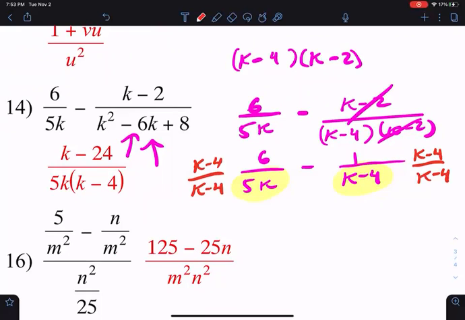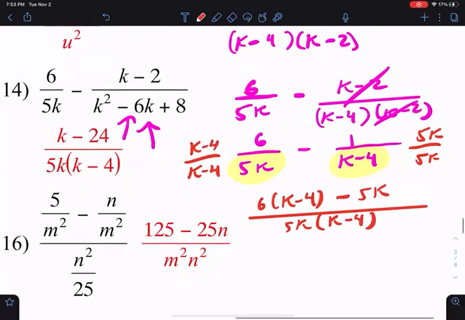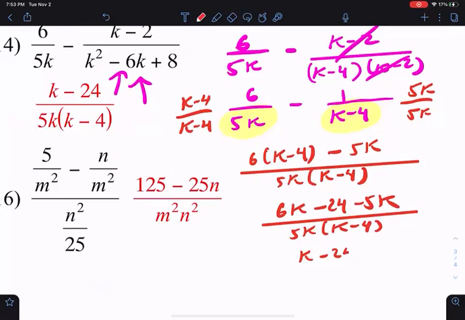Actually, I don't need, yeah, I'm sorry, I need to multiply here by 5k, right? This is 5k because I need to make them the same, right? So this is 6 times k minus 4 minus 5k over 5k, k minus 4. So this is 6k minus 24 minus 5k all over 5k, k minus 4. So that simplifies to k minus 24, and then the bottom is 5k, k minus 4, right? And then you cannot do anything else, and that's it. That's the end of the problem, right?